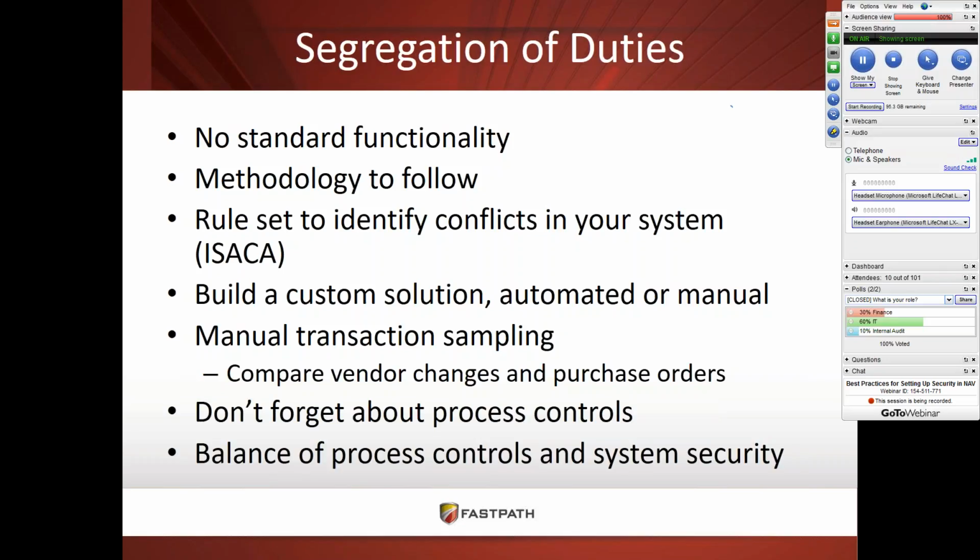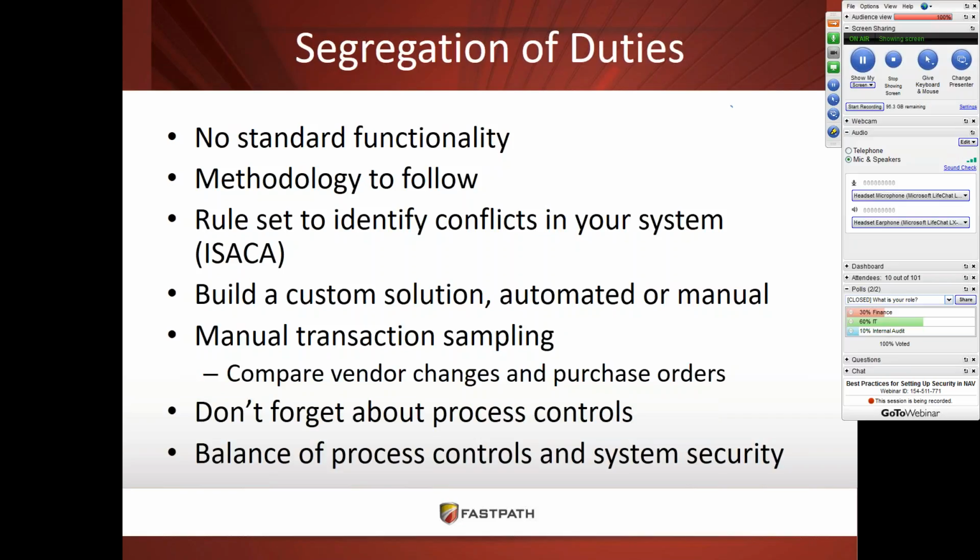Anything where there's an opportunity for somebody to set up a fictitious vendor, create a PO and pay themselves, that's probably the easiest one to identify, and it's the easiest one to watch on a regular basis. So that kind of falls in line with that next point, the manual transaction sampling. So making sure that you're looking at vendor changes, comparing, pulling samplings of purchase orders to make sure that somebody hasn't updated the addresses, things like that.